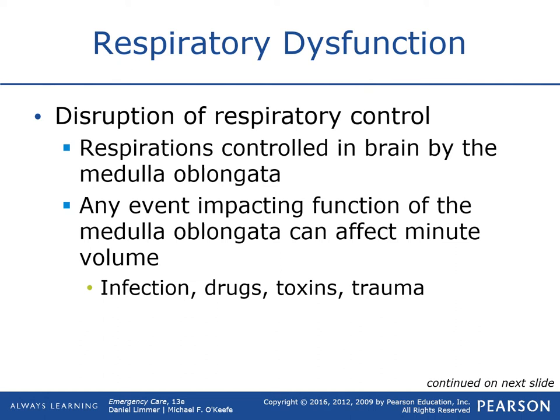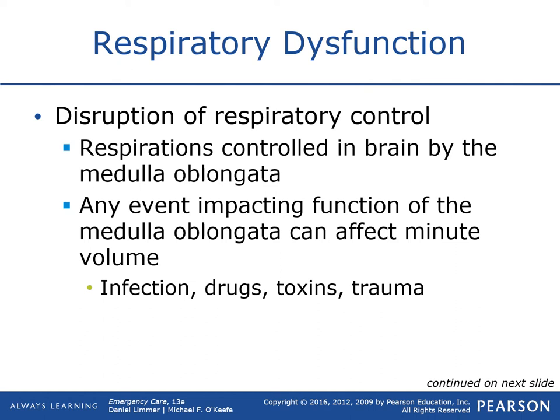Some things that can impact the function of the medulla oblongata is infection. Infection, if it changes how your brain is acting, that can affect your medulla oblongata. Big one is drugs. For example, heroin. Heroin will go into your medulla oblongata and tell it that you don't need to breathe as much, so it lowers your respiratory rate quite a bit. Same with drugs, toxins act very similarly. They'll confuse your brain into thinking that you don't need to breathe anymore.